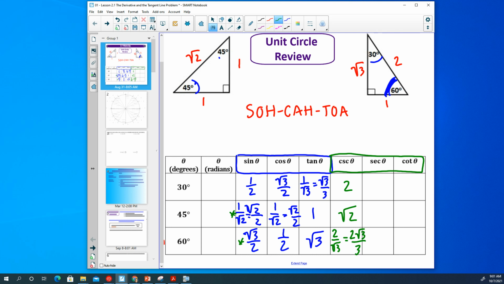Secant is the reciprocal of cosine. So let's go through and do all those reciprocals. We just did this math, so same thing. Same thing here, we get square root of 2. Here, the reciprocal of 1/2 is 2.